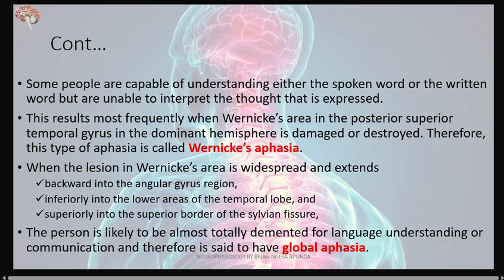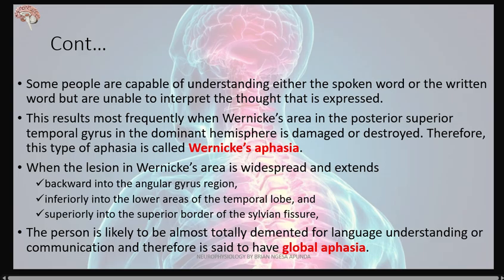So when the lesions of the Wernicke areas is widespread and extend, it might involve the angular gyrus region. So when it involves the angular gyrus region, you know that it won't be able to incorporate some visual aspect of the language. Inferiorly into the lower region of the temporal lobe, this to an extent might compromise the auditory cortex. Superiorly into the superior border of the sylvian fissure, this might compromise some aspect of the somatosensory area that we also agreed are very important in terms of feeding the Wernicke areas as it processes word into language.